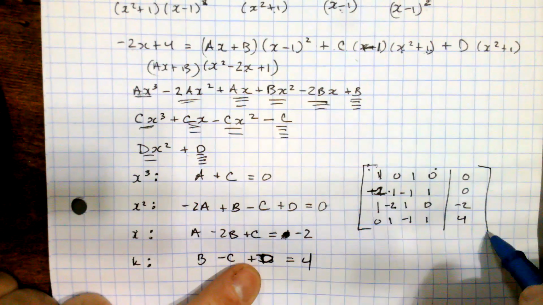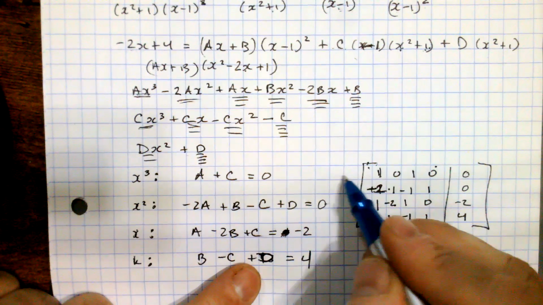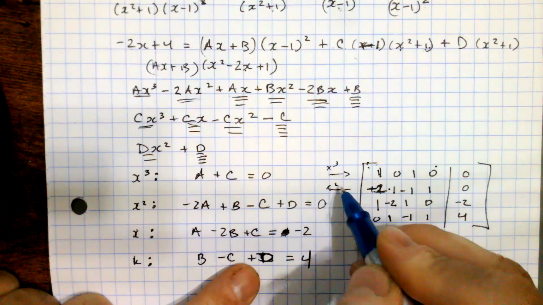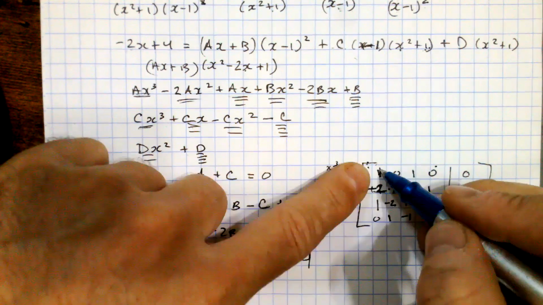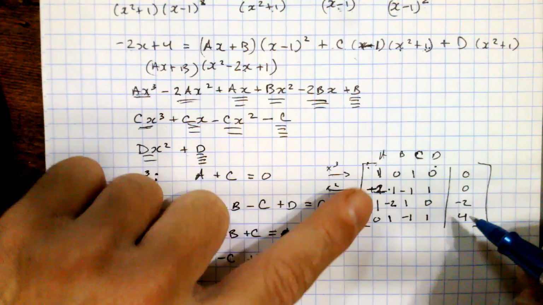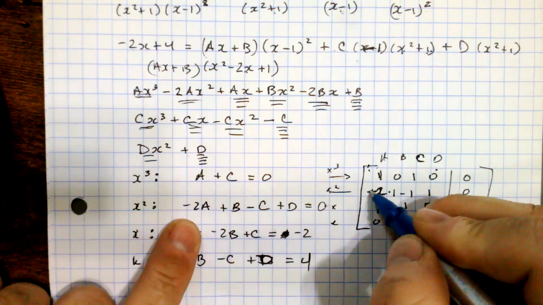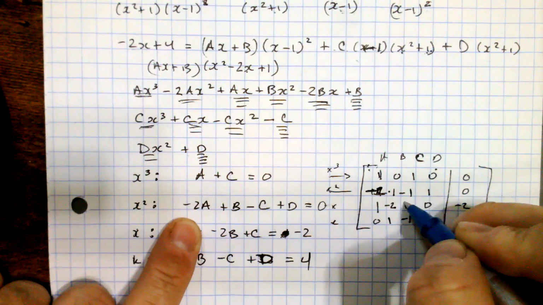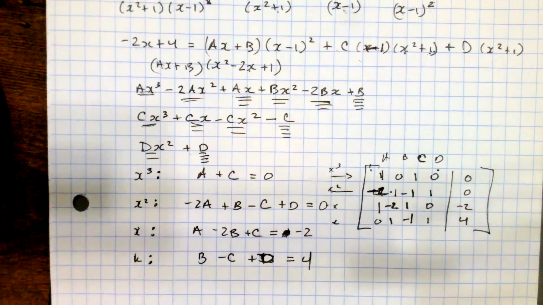So this is my augmented matrix, where this row represents the x cubes. This is the x squared, this is the x's, and this is the constant terms. And then if you can imagine, this is the a's, the b's, the c's, and the d's. Okay, so if you're wondering what this is or how this is set up, that's what I'm doing. So this is a -2, -1. Okay. All right, so I'm going to use technology to solve that.